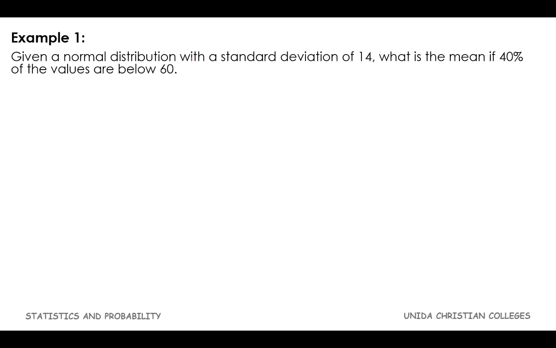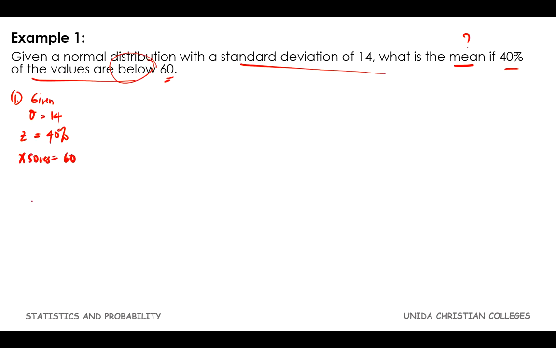So given a normal distribution with a standard deviation of 14, what is the mean if 40% of the values are below 60? First, list down natin ang ating given. Our standard deviation is 14. Our z is equal to 40% and our x-score is 60. Ang hinahanap natin ay si mean. Okay, next, let's have step number 2.